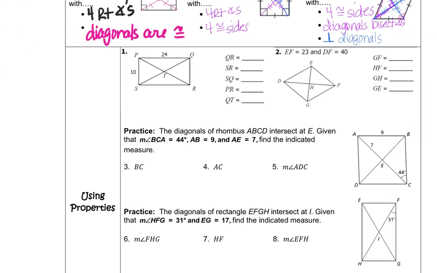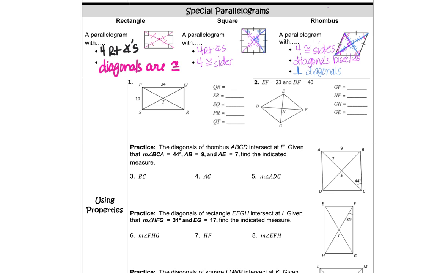using our properties, number 1 is a rectangle. I think it got left off. So number 1 is a rectangle. So make sure you make note that this is a rectangle, because if you don't know what shape it is, then you don't know what properties it has. So I think the word rectangle might have got covered up by the image.